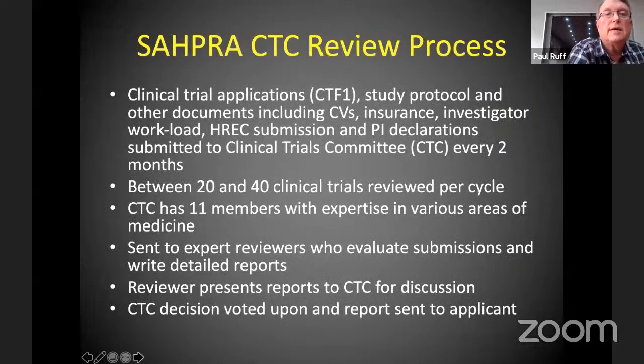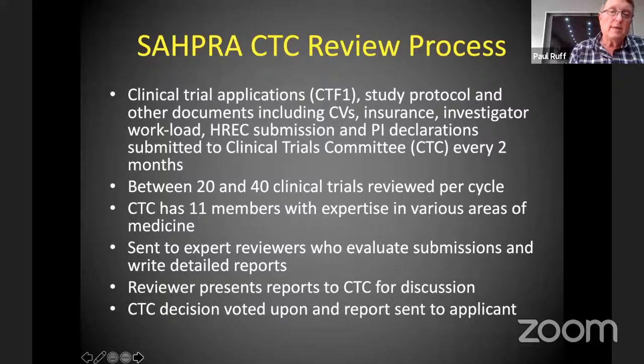Okay, now what happens? These are submitted to SAHPRA. There's a special form called the CTF1 form that has to be filled in by the applicant with the protocol and other documents, including CVs. Insurance is very important because of the risk of accidents, which we'll come back to. The investigator workload is an important document to see that the investigators actually can manage the work that they say they're going to do. And here we get some investigators give us garbage.